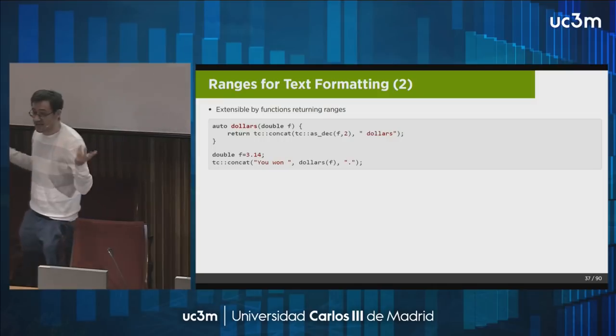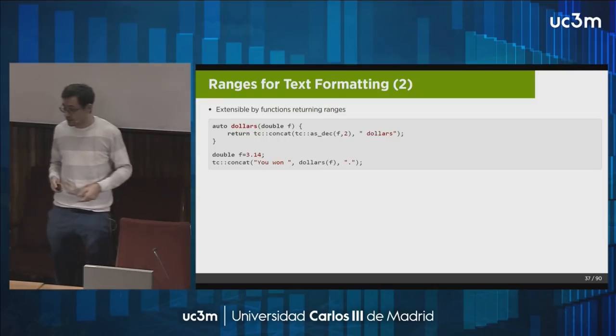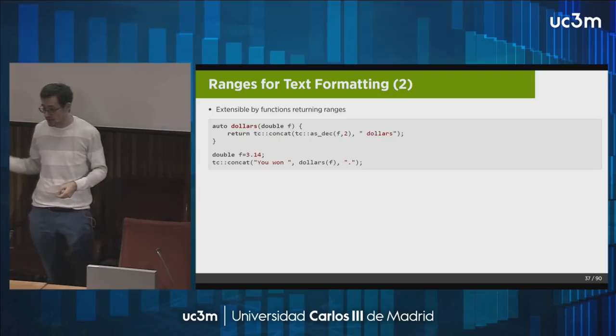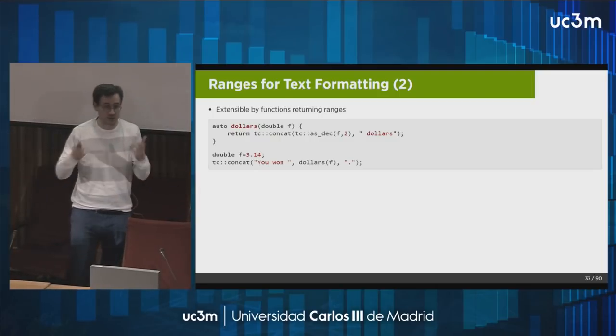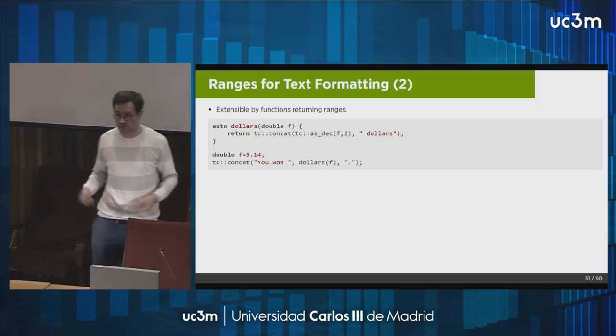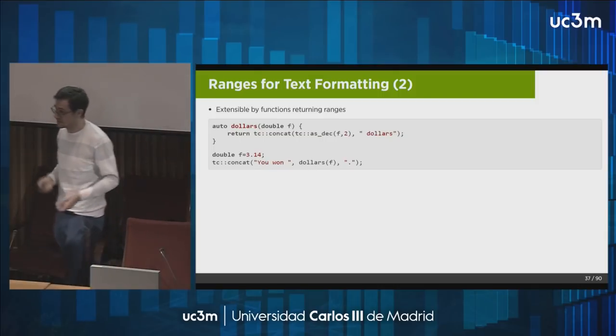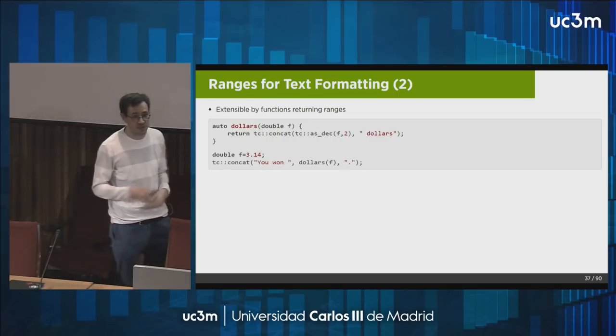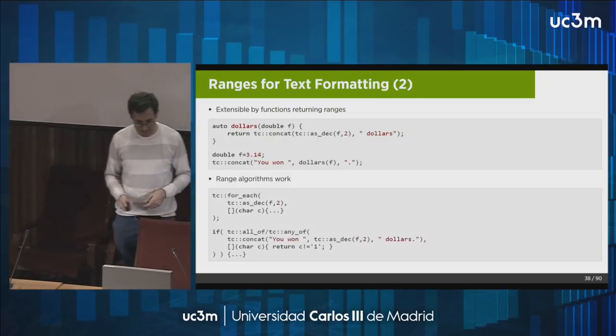It's very easy to extend it for the user. You simply put together another function that returns a string, and then you can actually use it in your concatenation. So that's very simple. You don't need to write any parsers, or anything that fulfills a certain protocol. You just write a C++ function, done.